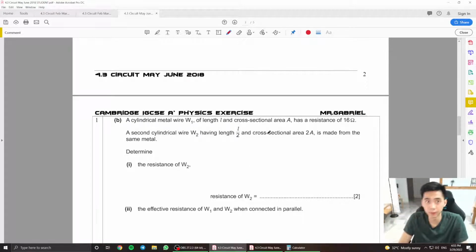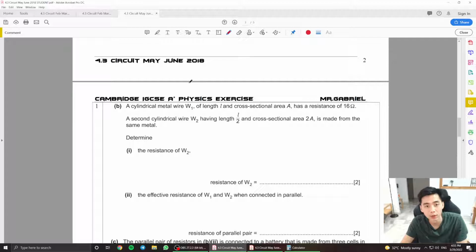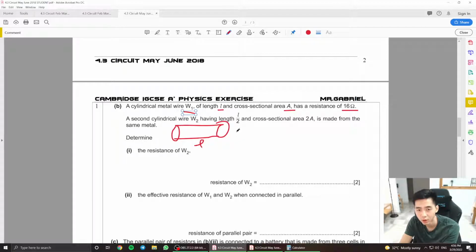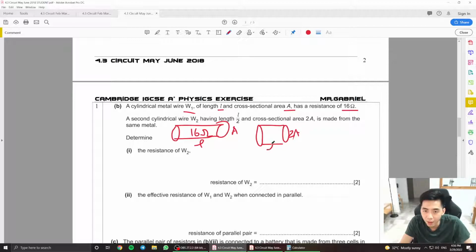And finally, moving on to paper 4. A cylindrical metal wire W of length L and cross-sectional area A has a resistance of 16 ohm. The second cylindrical wire is half the length but double the area, and is made of the same material. Determine the resistance of wire W2.